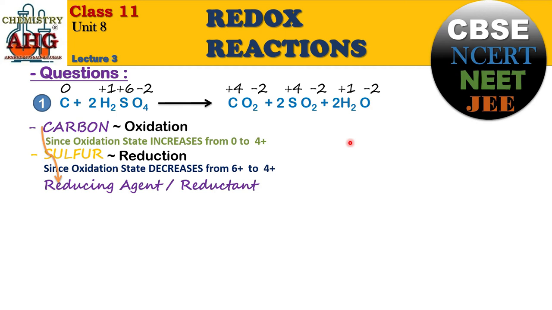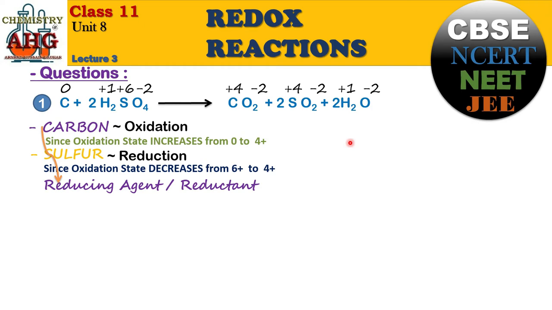The name reducing agent is given to an element based on its function. Carbon has reduced another element, that is why it is a reducing agent. But what has happened to the carbon itself? Carbon has been oxidized. So remember, whenever an element is oxidized, it is a reducing agent, and whenever an element is reduced, it is an oxidizing agent. Because if an element itself is reduced, it would have helped another element to undergo oxidation. So remember, in this example, carbon is the reducing agent.